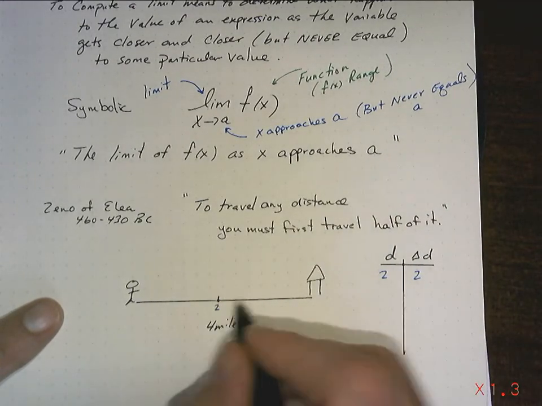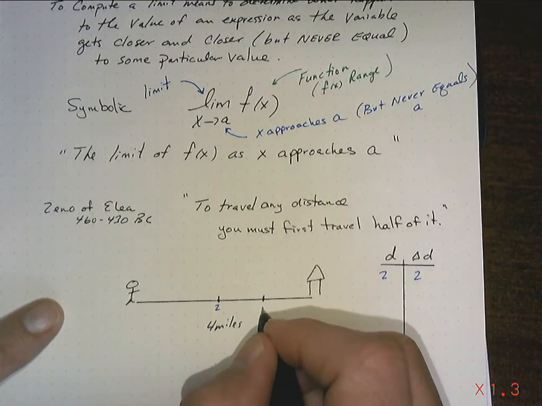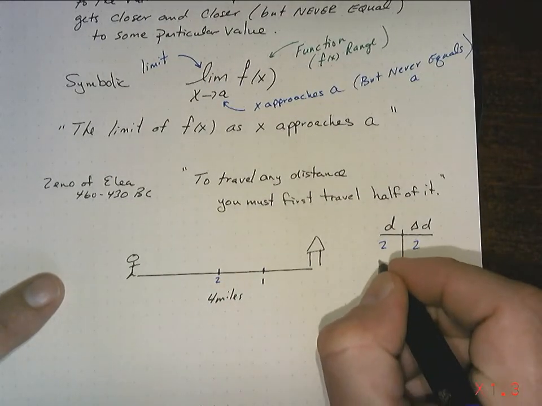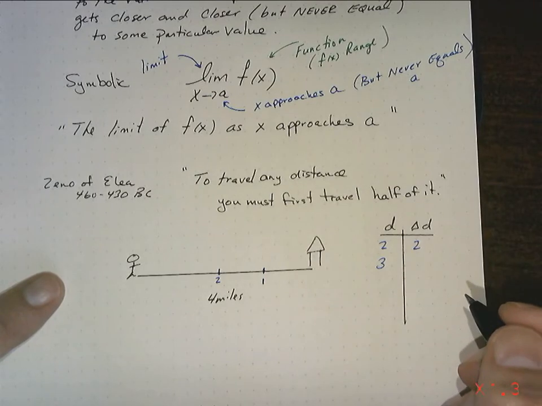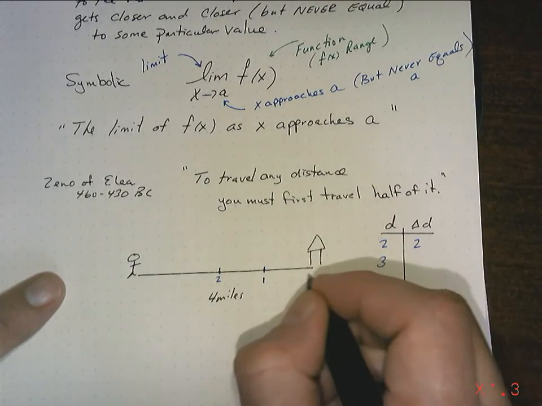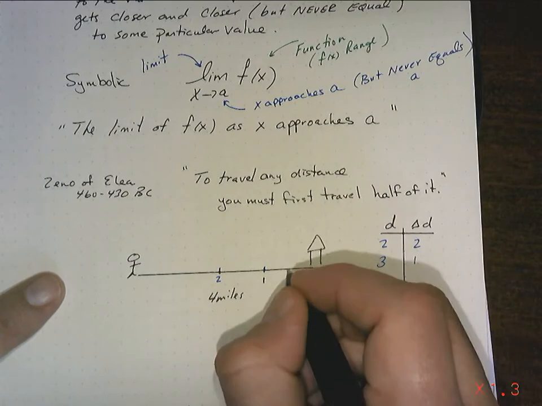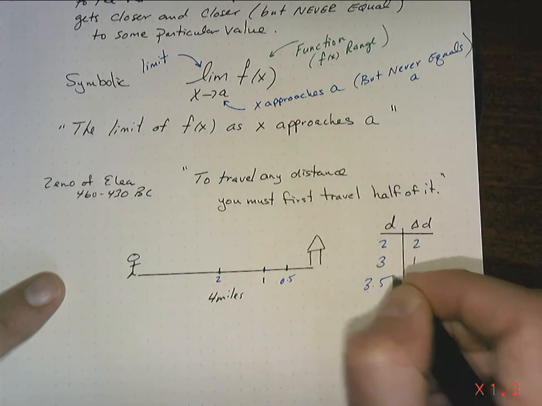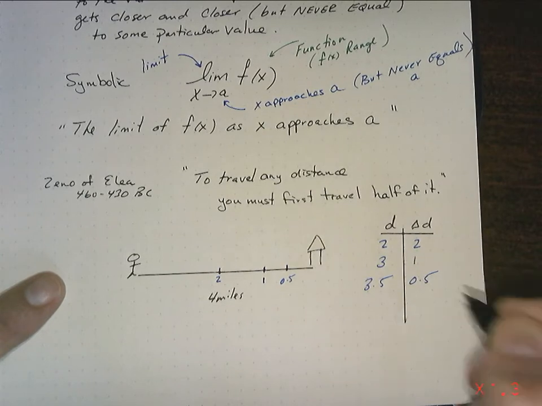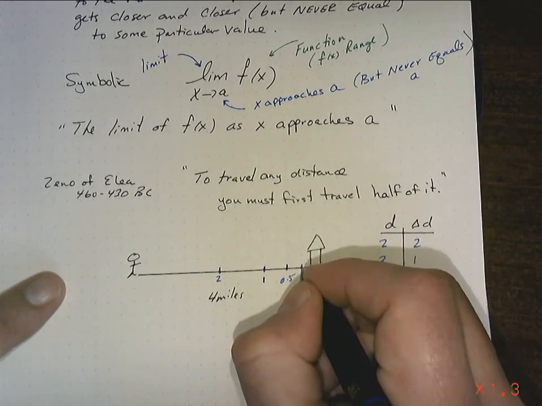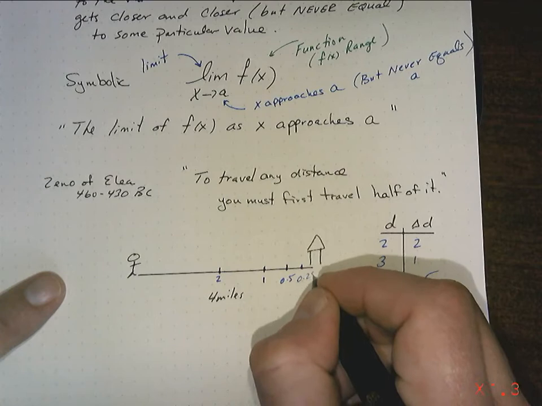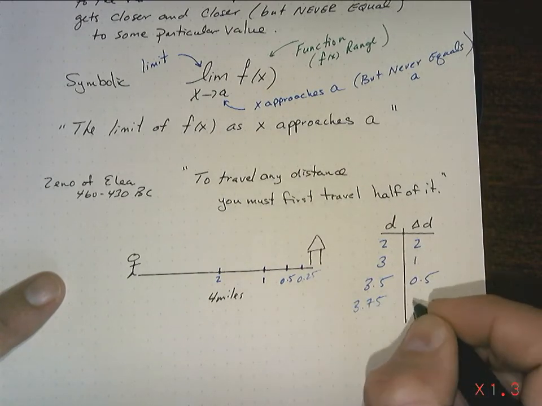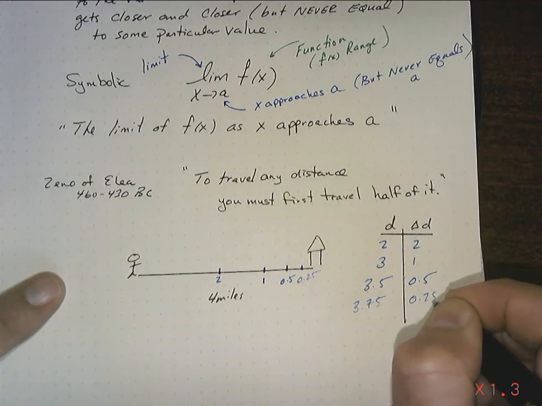But now if I'm going to travel the rest of the distance, I need to travel half the remaining distance, which means I need to travel another 1 mile. So my total distance traveled is 3, and the amount that's left over is 1. And then I got to travel half that distance, so I got to travel 0.5. So I'm going to travel a total distance of 3.5, and I have 0.5 left over. And then I got to travel half that distance, which is 0.25. So that's 3.75, and what I got left over here is 0.25.